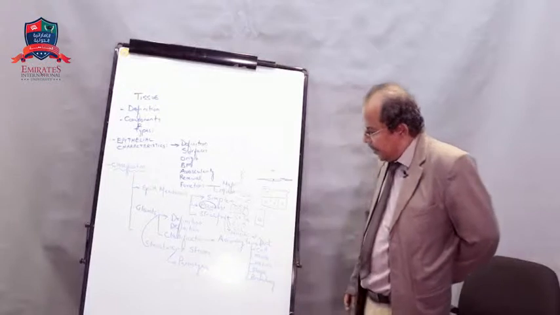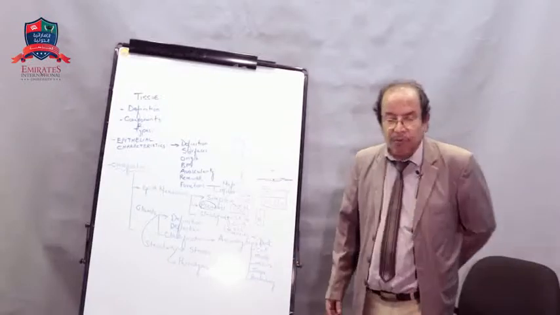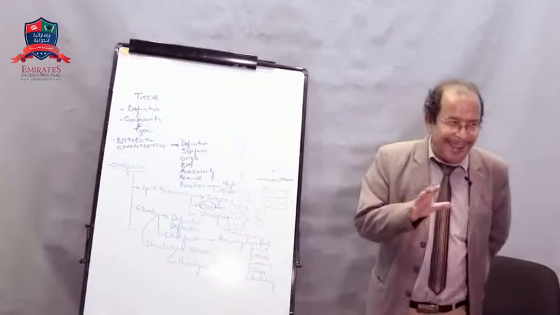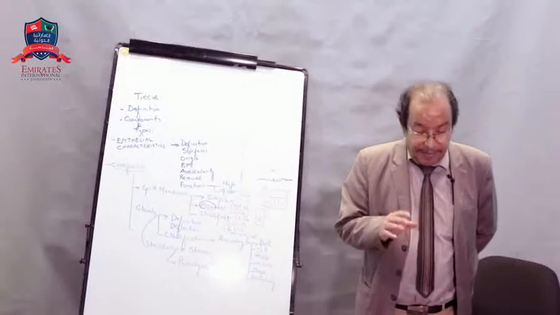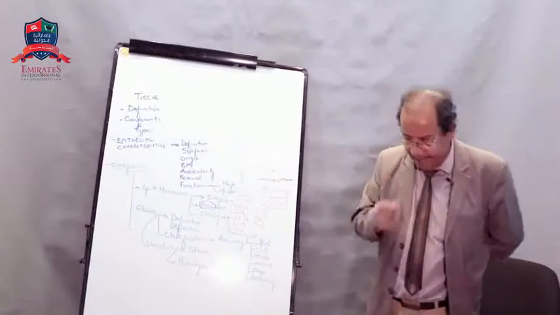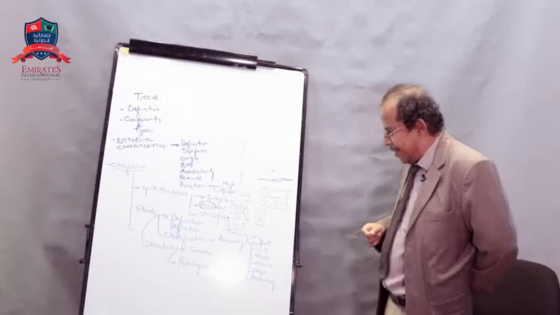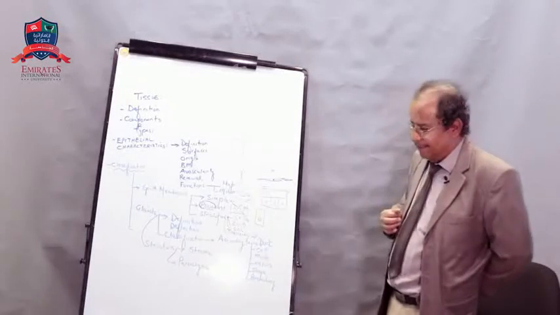And you have the holocrine. What do you mean by holo? By holo, we mean all the gland. All the cells of the gland, they die first of all, and after death they are secreted. These are the so-called sebaceous gland.